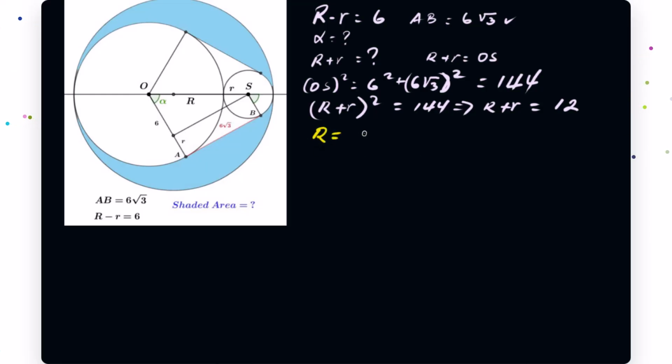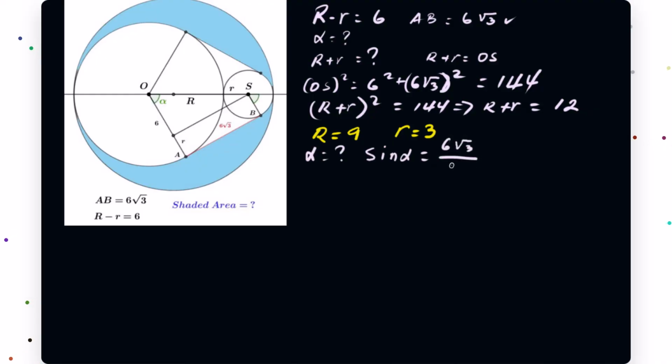Now we have a good deal here, R plus r and R minus r. We can say that big R is 9 and small r is 3. So that is behind us now. Let's go and tackle the angle alpha. Still staying with that right triangle here, we can say that sine alpha is equal to 6√3 over OS. It is R plus r.